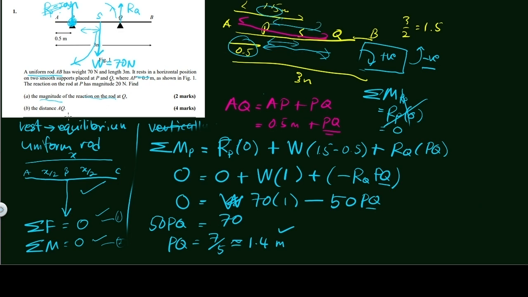But the question asks for AQ, so we need to add the numbers. AQ equals AP plus PQ, which is 0.5 meter plus 1.4 meter. So we should get 1.9 meter.